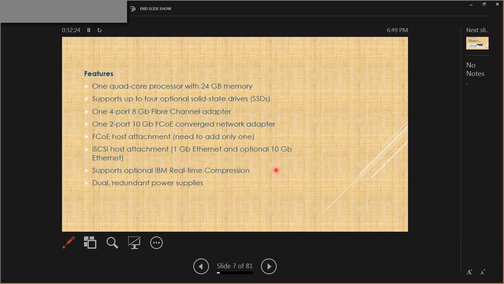So now let us look closely at the features that I described on the previous slide. It uses one quad-core processor with 24 GB memory. All kinds of processing activities on that node are handled by this quad-core processor. The memory is 24 GB. Then it supports up to 4 optional SSD drives. I have not discussed this before, but it has an option of adding 4 SSD drives inside it. So you will be able to see 4 SSD drives per node.